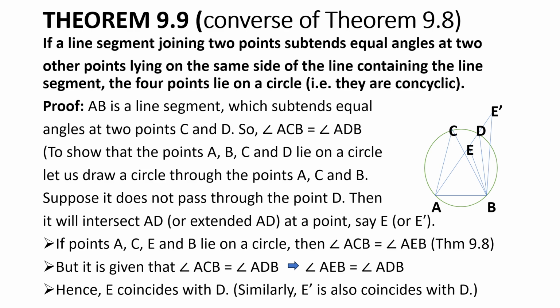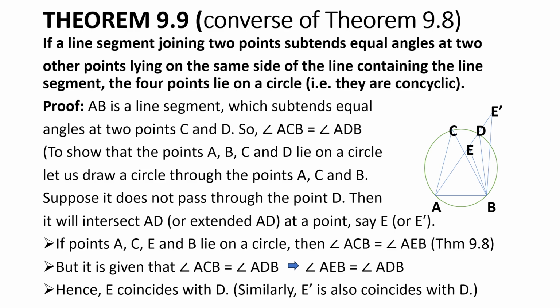Now, suppose that it does not lie on the same circle. Point D does not lie on the same circle. Then it will intersect AD or the extended part of AD at point E or E dash, as seen in the figure. If points A, C, E and B lie on a circle, then angle ACB and angle AEB will be the same by Theorem 9.8 we have just seen.